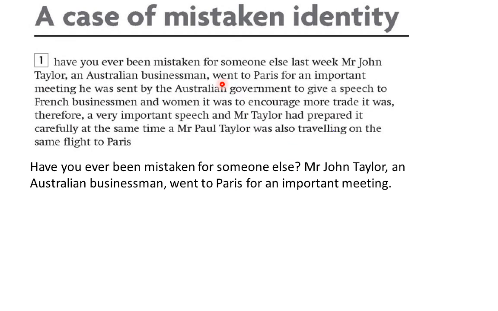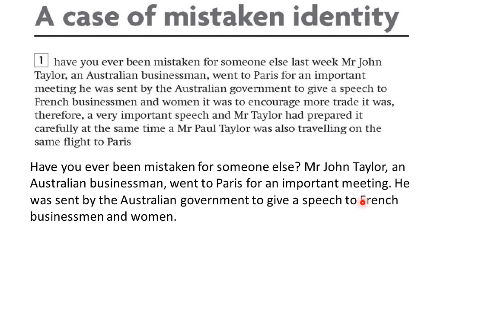Let's go to the third sentence. He was sent by the Australian government to give a speech to French businessmen and women. It was to encourage. So It here is like the start of a new sentence. In this case, the sentence will end with the word women. Third sentence: He was sent by the Australian government to give a speech to French businessmen and women. Full stop. And He should be written with a capital letter.